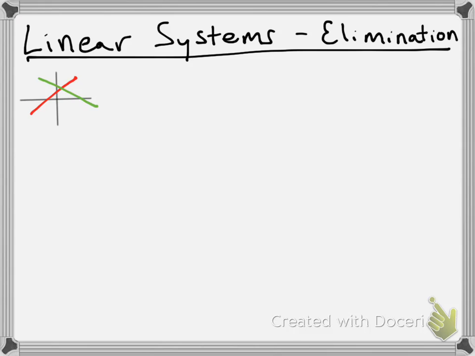Now, if a linear system is solvable, that means that they're going to cross somewhere at a special point called the point of intersection, or POI. And the goal of solving a linear system is to find that point of intersection. Specifically, we need to find, obviously, the x and y values of that point of intersection. So let's go through an example.